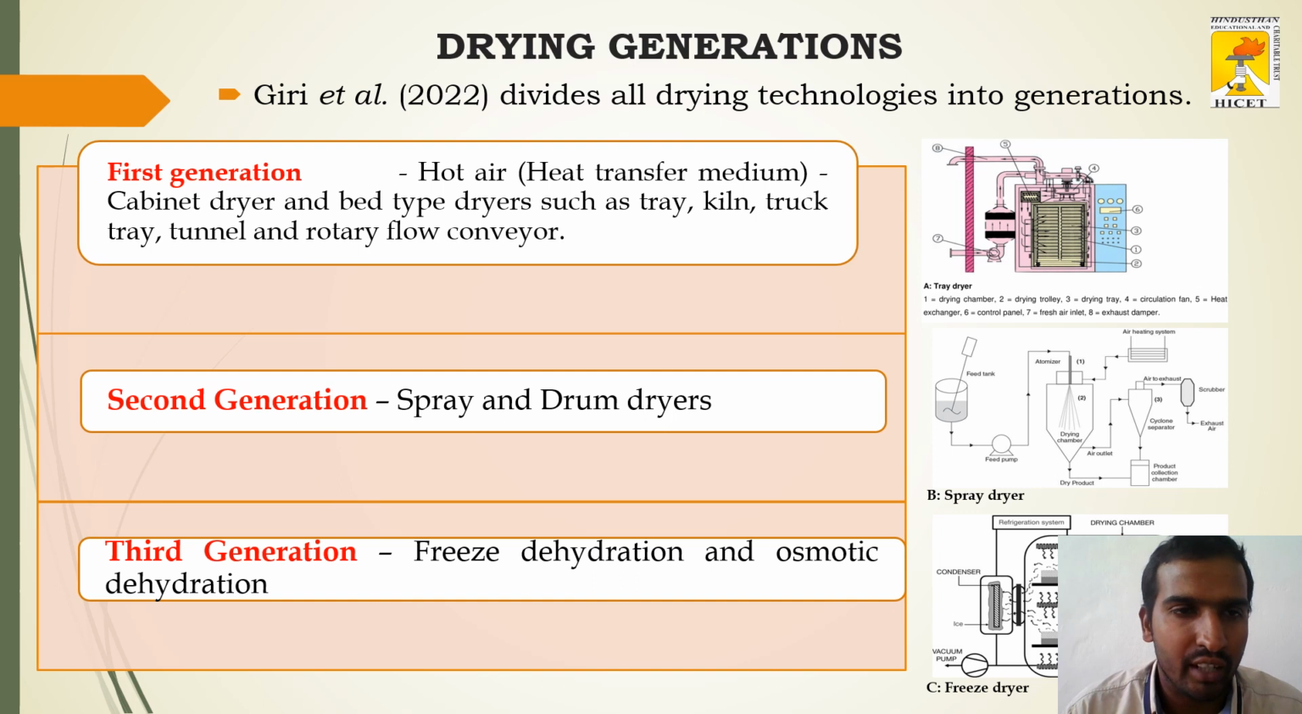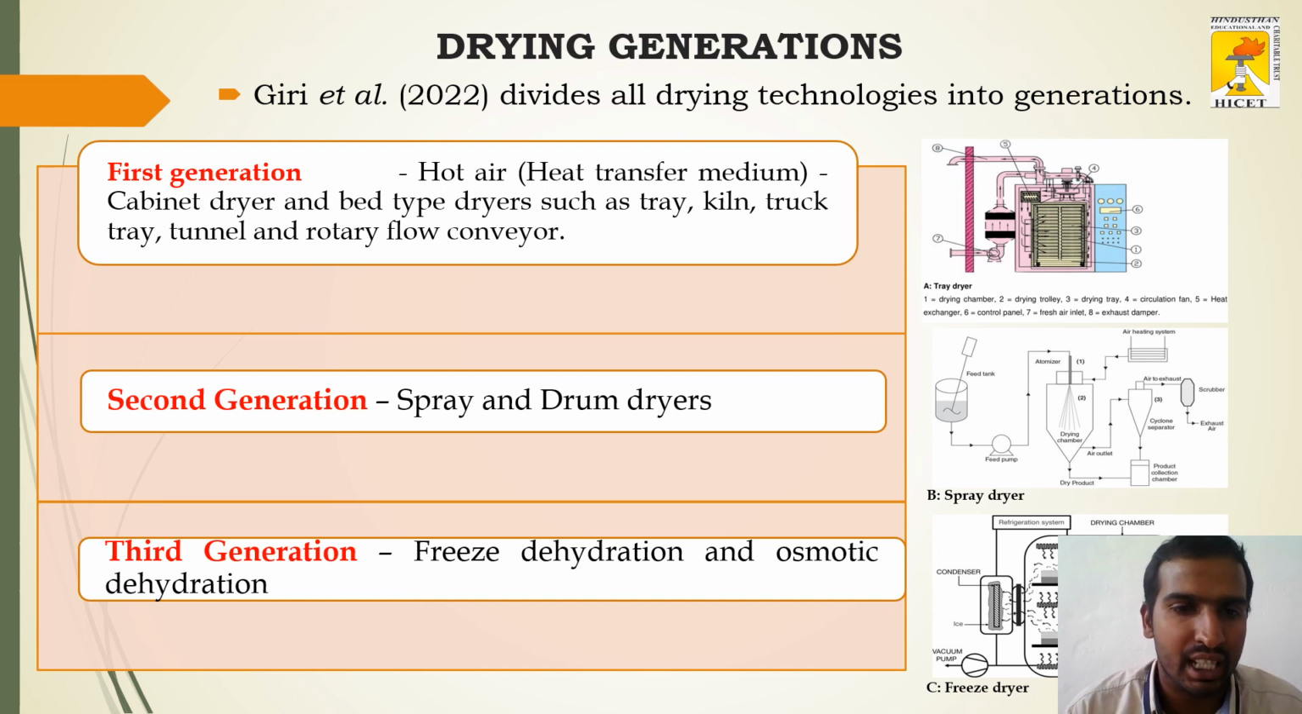So we have four generations. The first generation uses only hot air as a medium, and the examples are the tray dryer, kiln dryer, truck dryer, tunnel dryer, and rotary flow conveyors. These are examples for hot air. So the first generation basically involves hot air, that is, convection mode as the heat transfer medium.